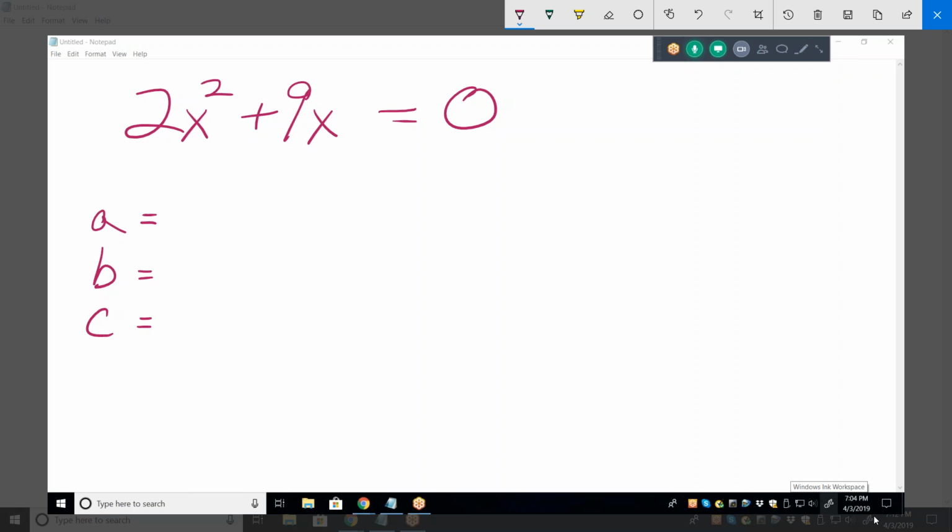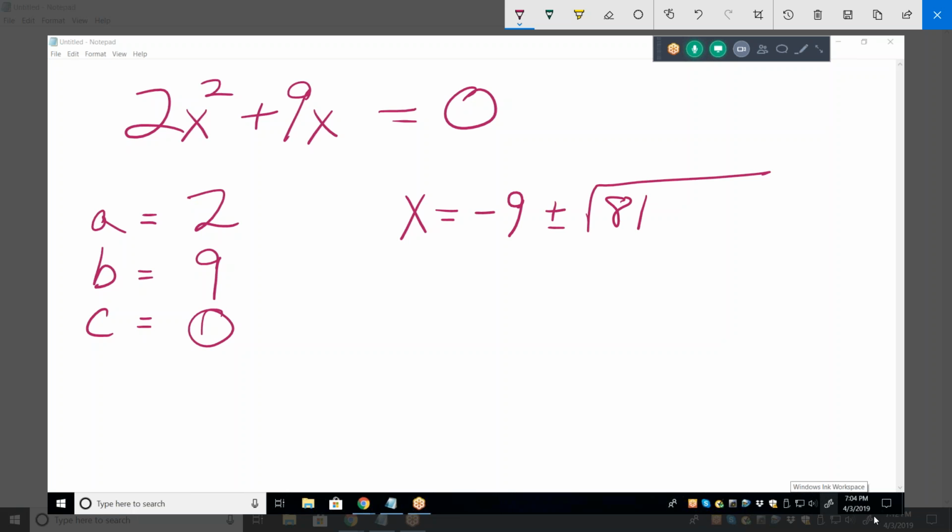What's A? 2. B? 9. C? 0. Okay. So, x equals what? x equals -9 plus or minus the square root of 81 minus 4, and don't forget the parentheses, times 2 times 0. So that immediately wipes that out. All over 4.